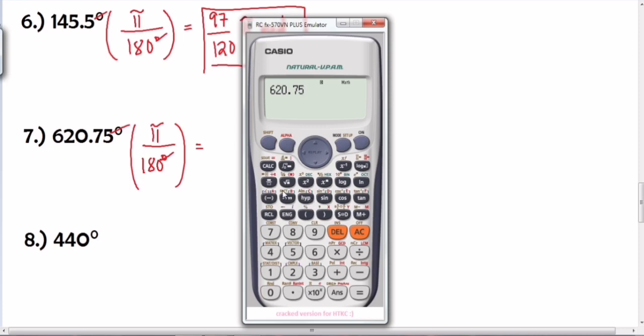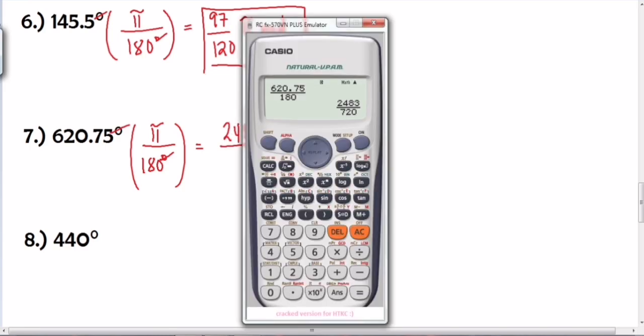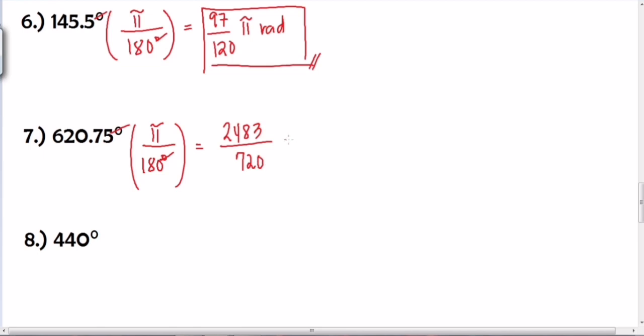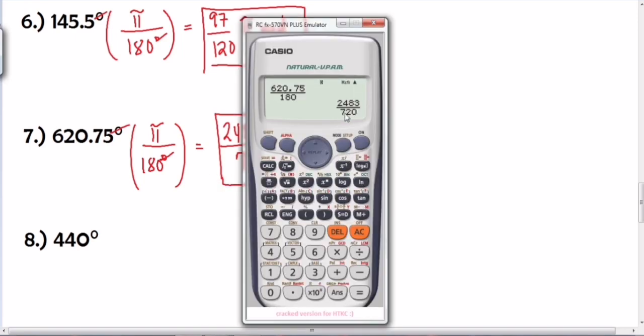Now, let's have naman yung 620.75. I-divide naman sa 180 pa rin. So, the answer would be 2,483 over 720 pi rad. Ayan. So, kung naka-decimal man yung ibibigay sa inyong degree na kailangan gawing radian, it's fine. Ganun pa rin ang process. Okay? So, sinabi ko nga kanina, kung hindi available or ayaw talagang lumabas ng fraction kahit anong pindot nyo, then you may use the decimal.